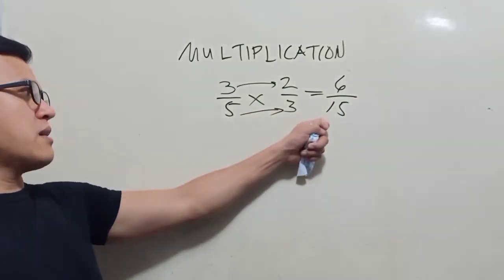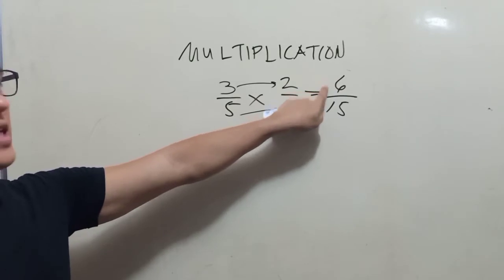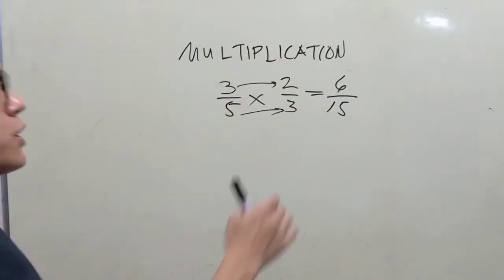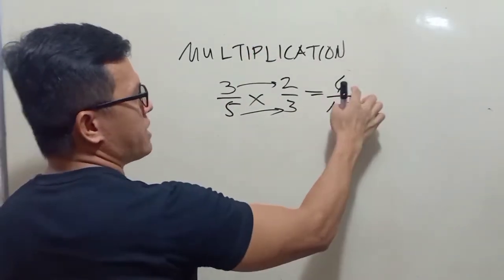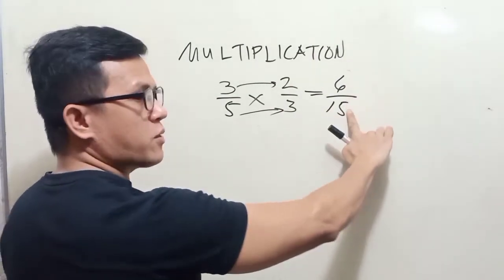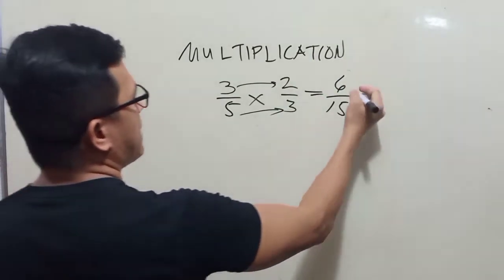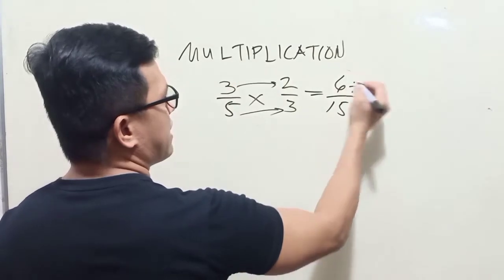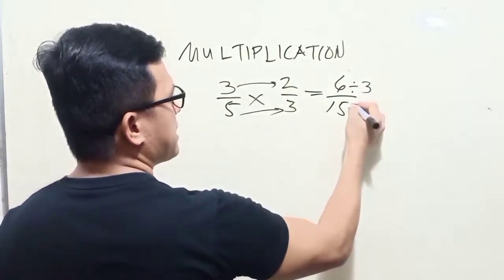Proper fraction, correct? 6 over 15. Numerator is smaller than denominator. But take note, there is common factor between the numerator, which is 6, and denominator, which is 15. And their common is 3, okay? So we're going to reduce this one by dividing the common factor, which is 3. Okay, so divide by 3.